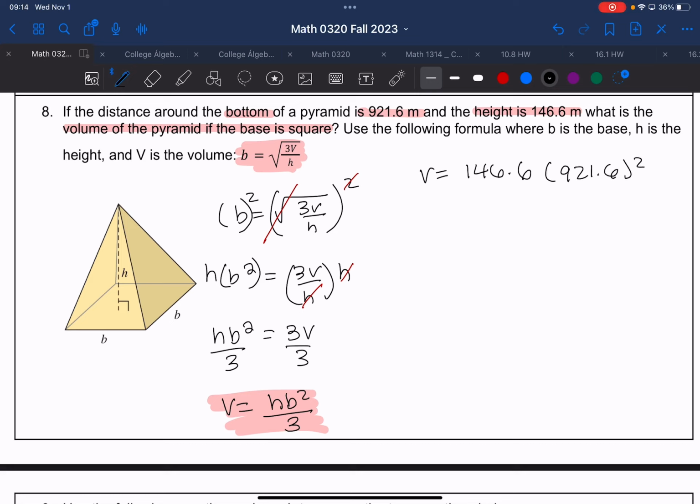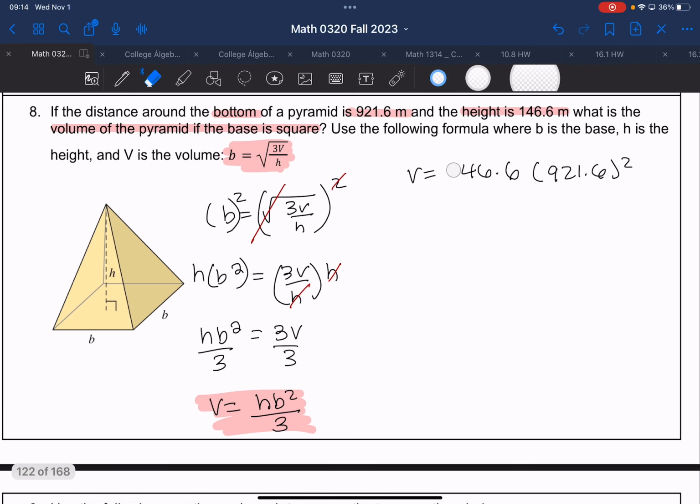Really quick. Yes. I apologize for interrupting, but it says the distance around the bottom of the pyramid, so wouldn't that be the perimeter of the whole square? So wouldn't we have to divide 921 by 4? Perfect, yes, that is correct. And that's fine. I don't mind if I get interrupted.